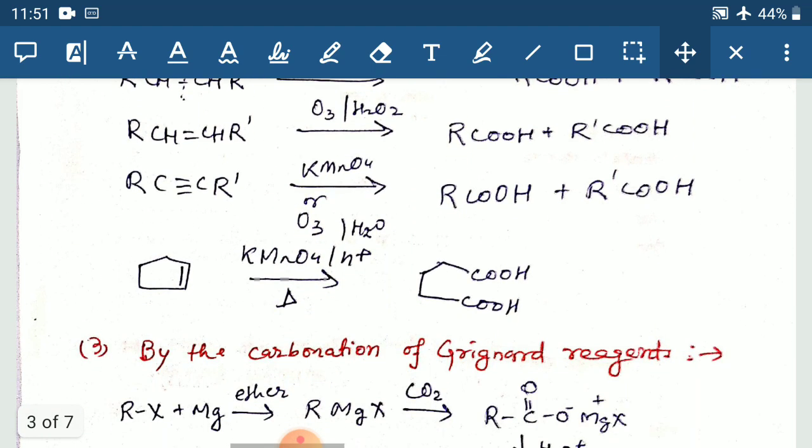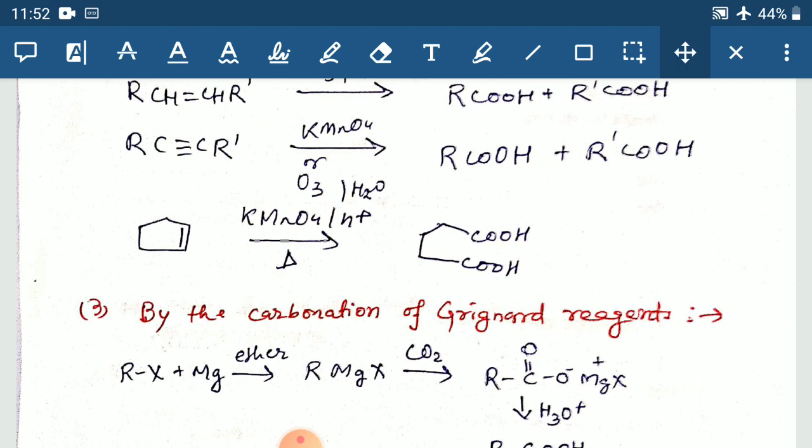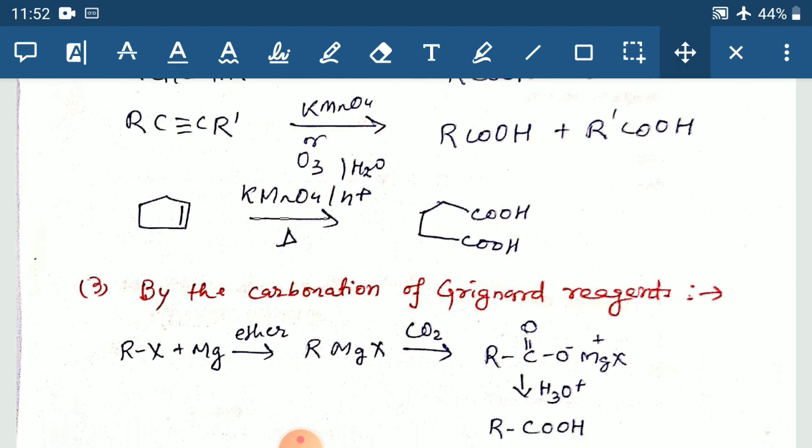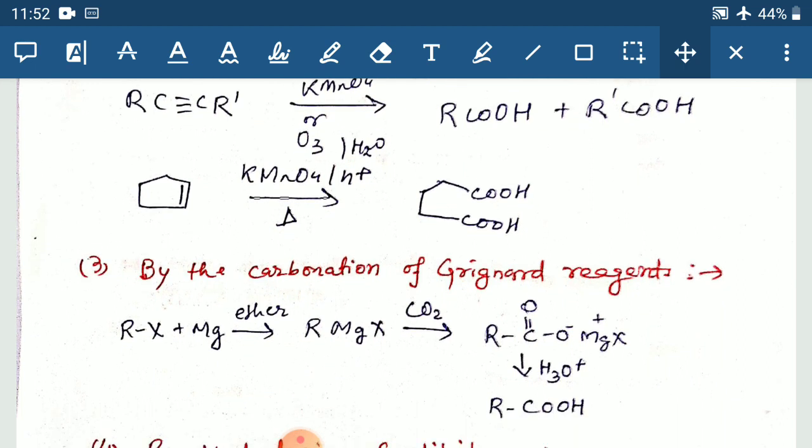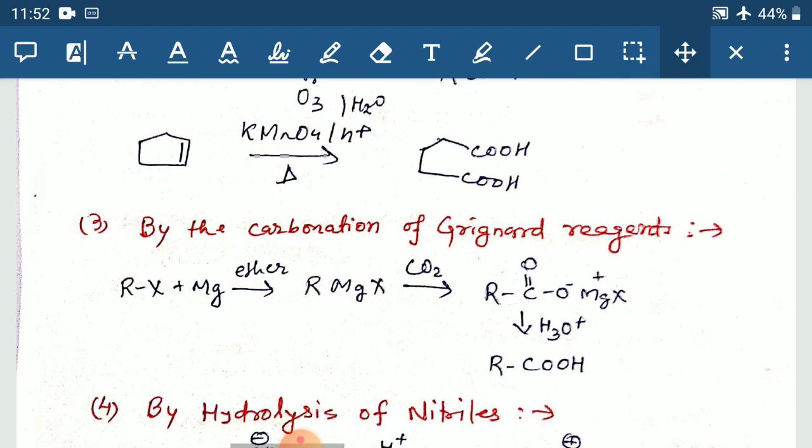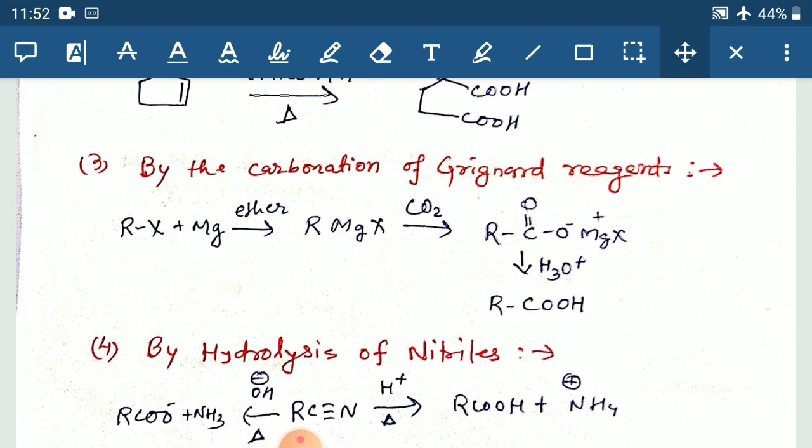Also alkyne, upon treatment with KMnO4 or ozone, we will have this carboxylic acid. If the alkene is cyclic, then we will have diacid. Now the next method is we can synthesize carboxylic acid even from Grignard reagent.